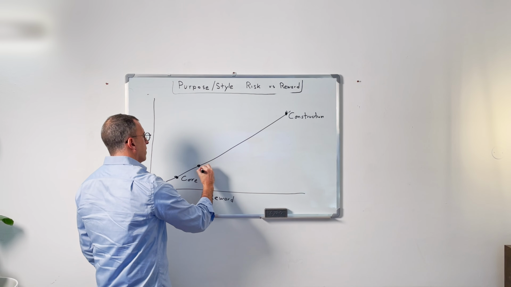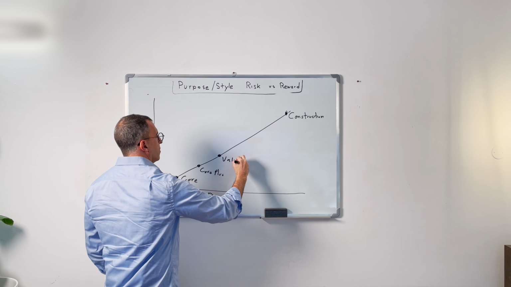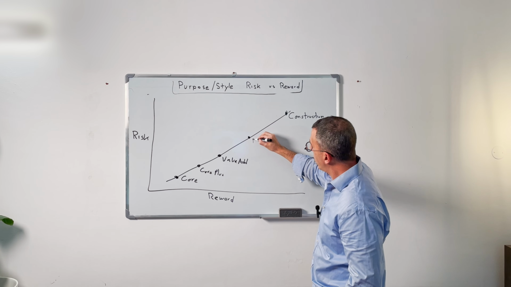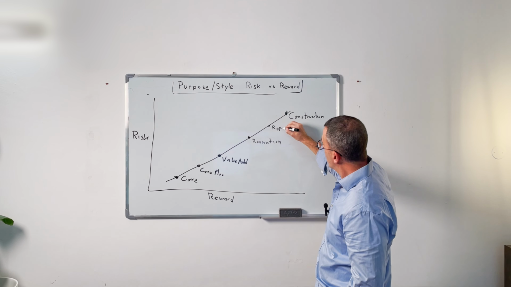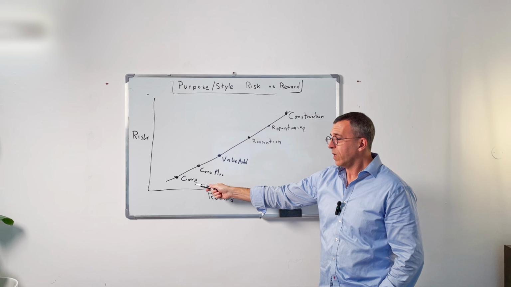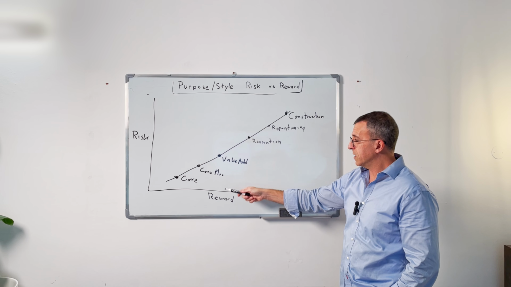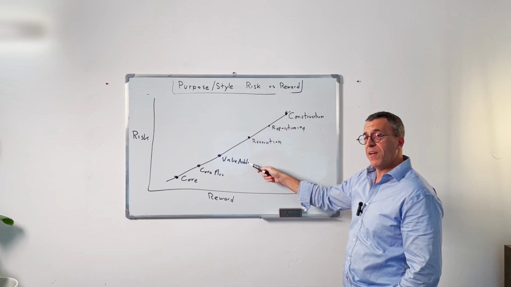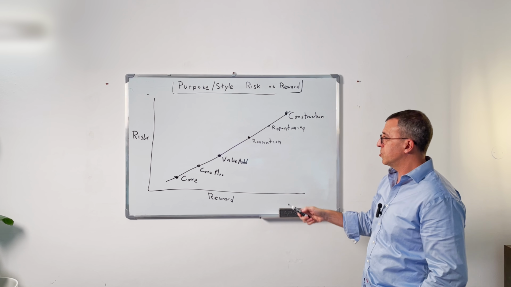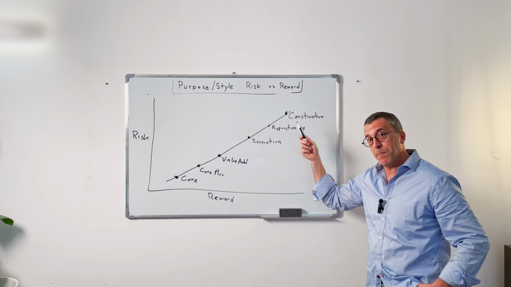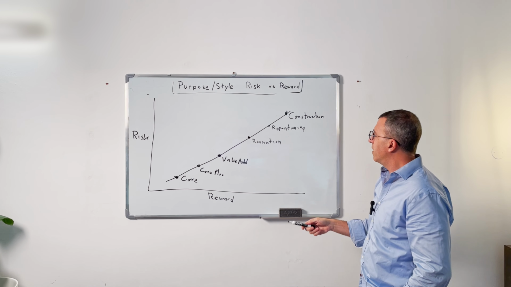Then I'm going to have core plus, value add. This might be a heavy renovation, and this might be a repositioning, which I would look at core, going up the scale, a little more risk, a little more reward: core plus, value add, renovation, and then repositioning, and then finally construction. And if you can think of anything above it, let me know. I'm happy to add it. But that's really where I stop and understand.